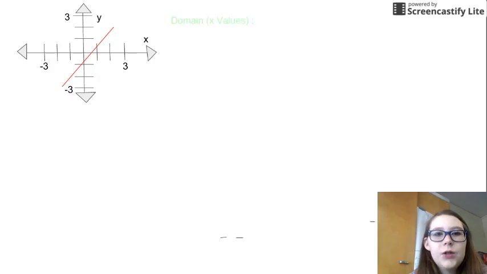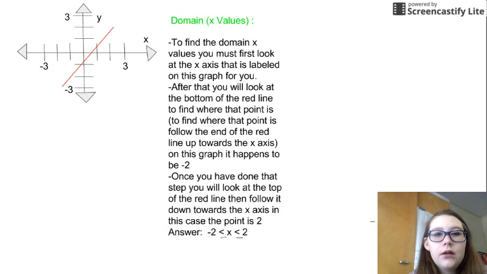To find the domain of the x values, first you must look at the x-axis that is labeled for you on this graph. After you do that, you must look at the bottom of the red line to find where that point is. To find that point, you must follow the end of the red line up towards the x-axis. On this graph, it happens to be -2.